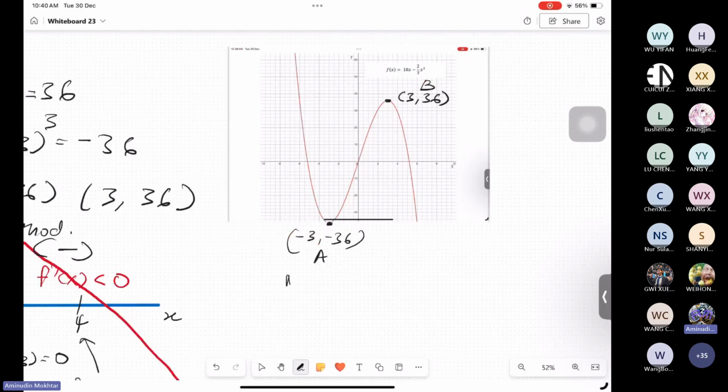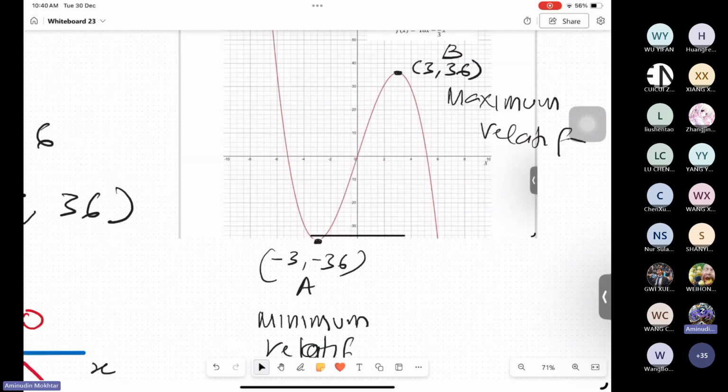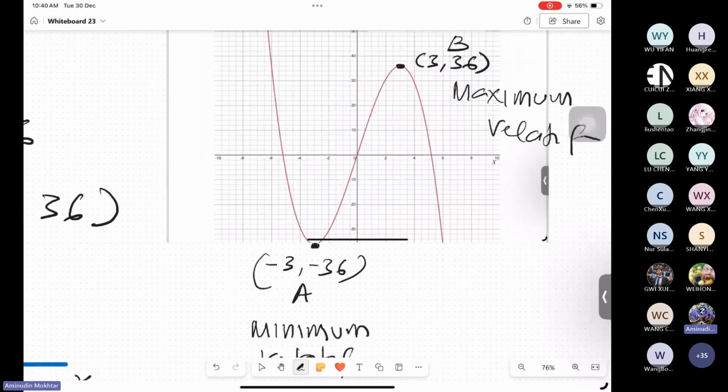Point A is a relative minimum. Point B is a relative maximum. Before point A, the function is decreasing, where the slope is negative. The first derivative is negative.